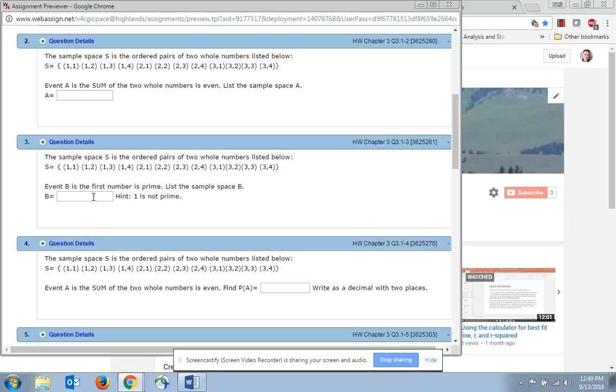So for this one, it's the event B, the first number is a prime. And remember, 1 is not prime. So again, all these would be gone, but you'd start here with 2 and list which are prime.